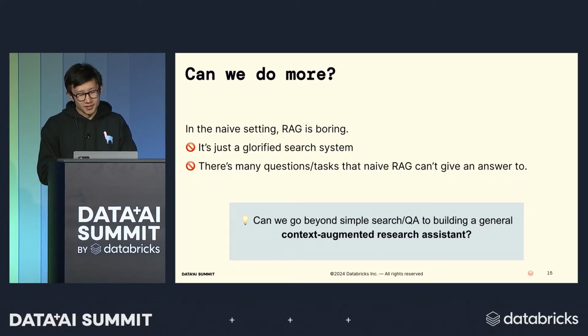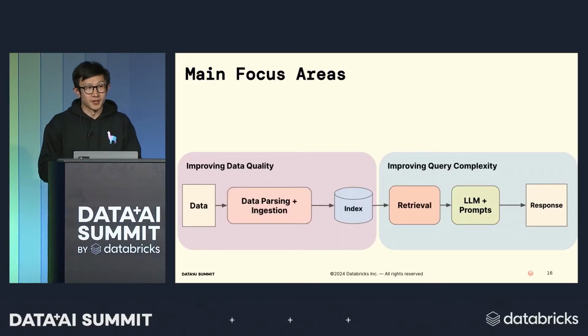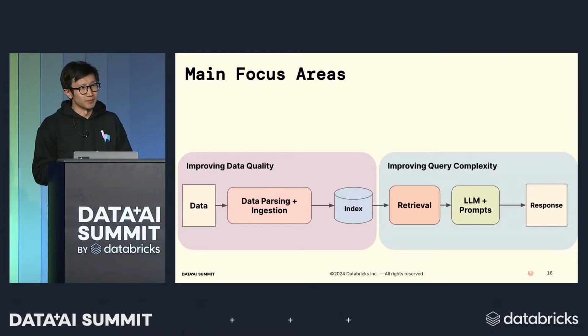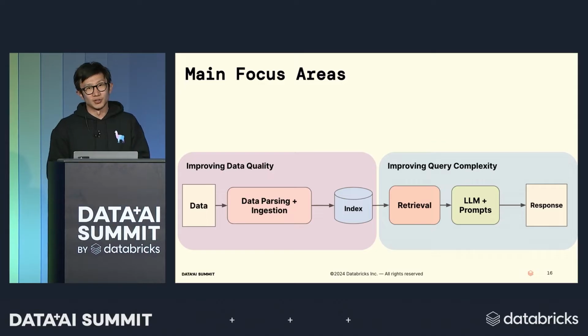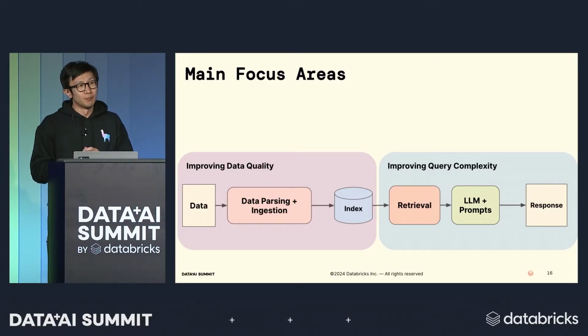So the overall topic is, can we actually go beyond simple search and question answering to building this more general context-augmented research assistant? The two main focus areas of today's talk are two components. One is improving data quality. So taking your unstructured data, we'll focus on unstructured data for today, going through a data parsing, ingestion, processing layer, and putting it into some sort of storage system. And then the second component is improving query complexity, where given a question, you're able to retrieve relevant context, put it into your prompt, and then get back a response.